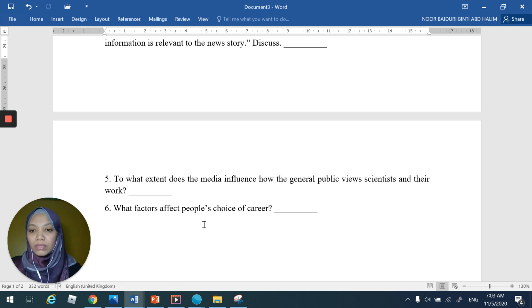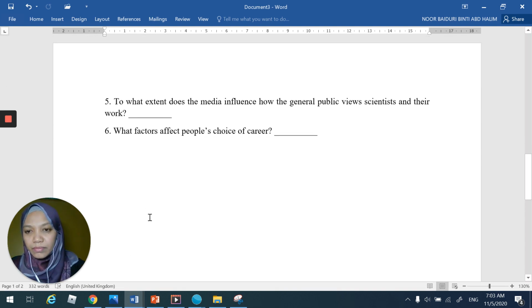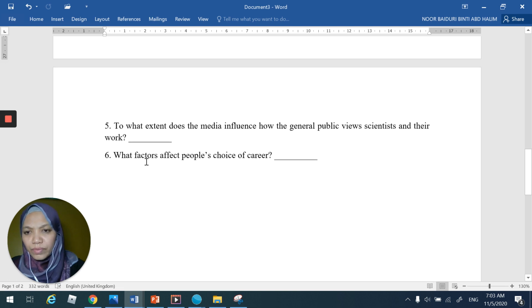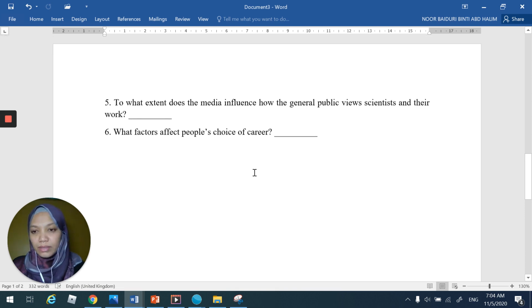Number 6. What factors affect people's choice of career? There are so many factors, so you're going to be describing. So you'll be talking about the factors that affect people's choice of career. Is it peer pressure? Is it parental influence? Things like that.